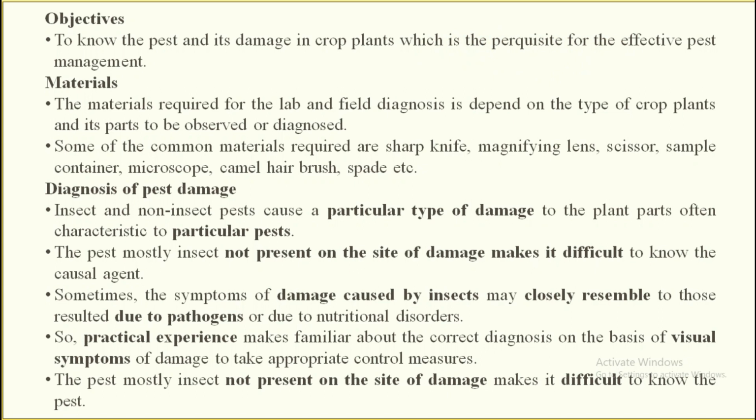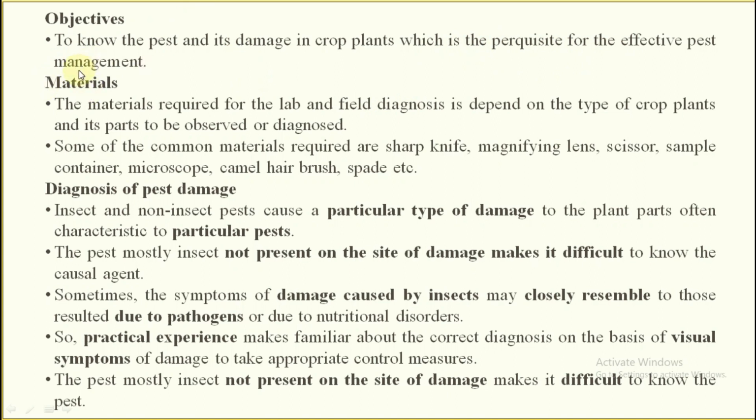Then only you can go for it, and nature of damage also, whether they are chewing insect, sucking insect, whether they attack the fruit part or root part or stem part or bark part, where they are colonizing. What are the alternate hosts? Everything you should know in a particular manner, so that you can recommend some effective pest management techniques.